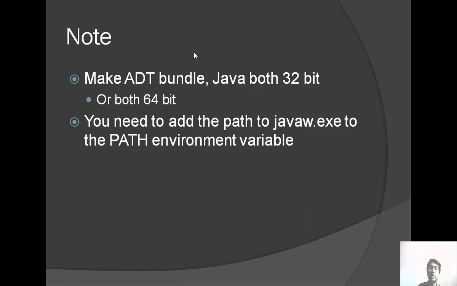Okay, some stuff to note. When you are installing the ADT bundle, you have to make sure that if the ADT bundle is 32-bit, then you have to use 32-bit Java. But if you are using the 64-bit ADT bundle, you also need 64-bit Java, and you also need to add the path to javaw.exe to the PATH environment variable.